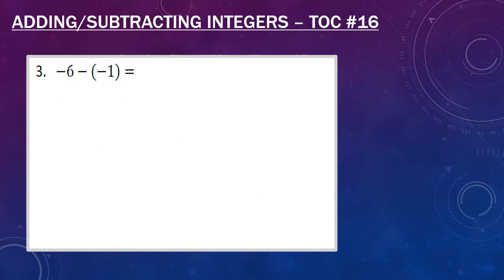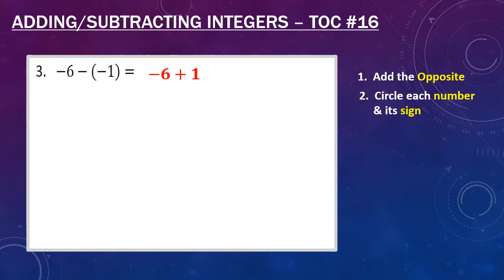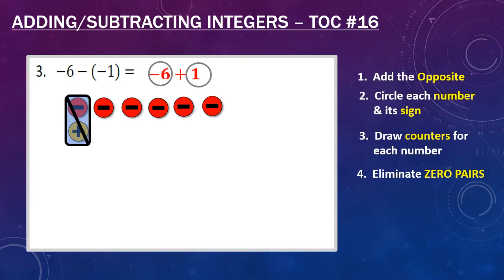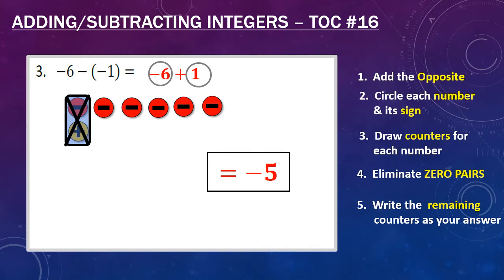For question number 3, this is subtraction, so I have to rewrite it. It'll be -6 plus a +1. Negative becomes a positive. And then I need to circle each number including its sign. It's a -6 and a +1. Draw the counters. I have 6 negatives and 1 positive. Eliminate the zero pairs. That one's gone. And what's left is my answer. And I have 1, 2, 3, 4, 5 negatives.